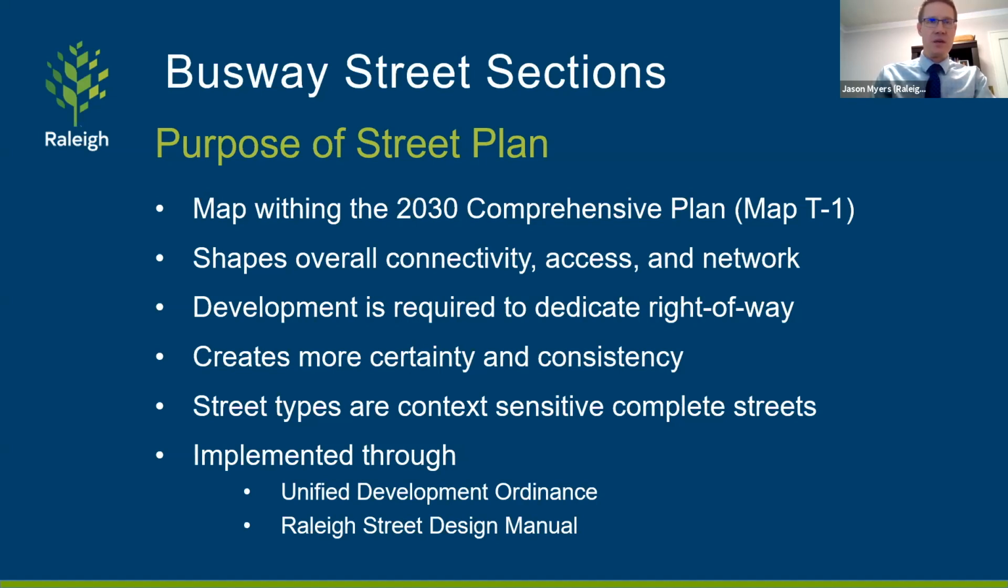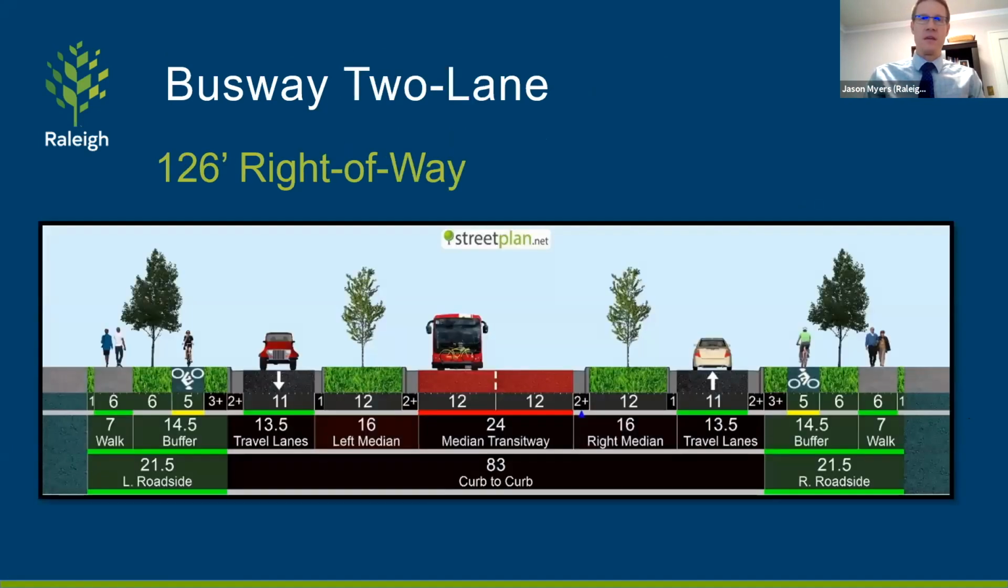So a couple quick things about how the street plan is implemented. Generally, it's implemented through development, and there's a dedication of right-of-way and a construction of a development's half of the street if it's along the front of a street. And if a street plan goes through a large tract that's being developed, they build that street as a part of their development. But there's a lot of flexibility in that, usually in the network. Those regulations are in the Unified Development Ordinance and the Raleigh Street Design Manual. Next slide, Hannah, and I'll get into specifically how these are put together and what they are.